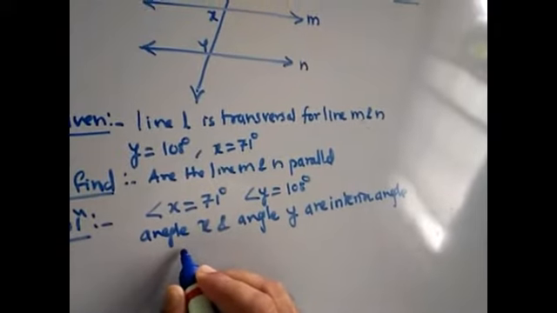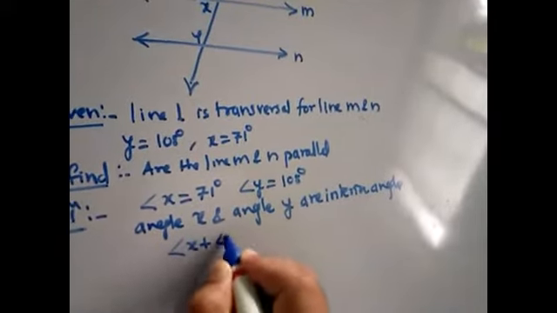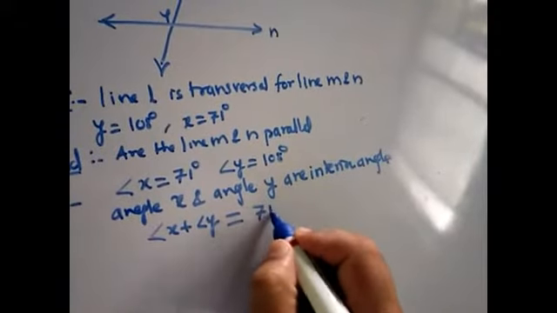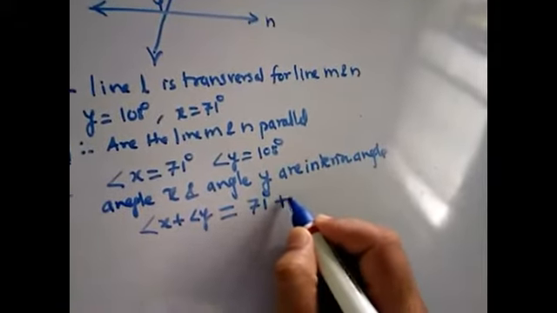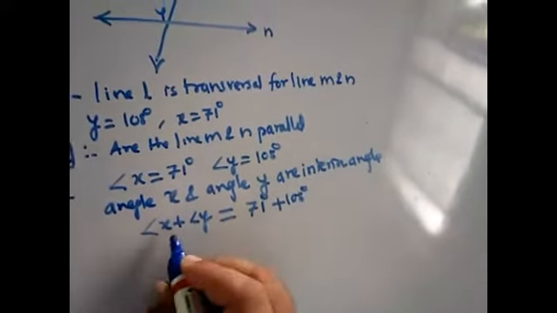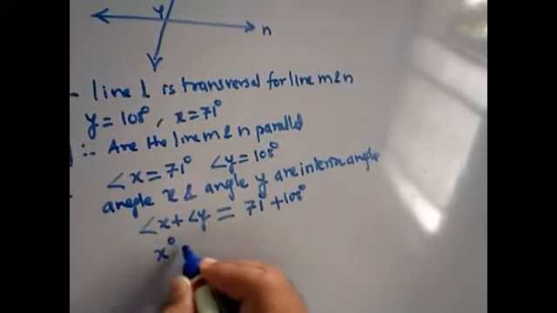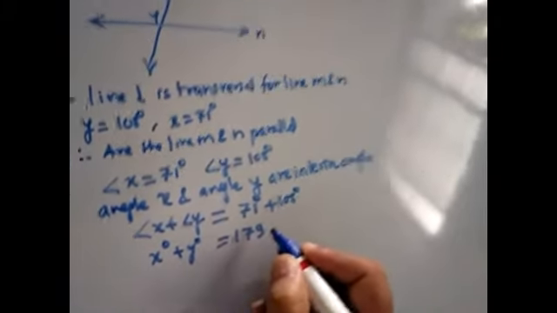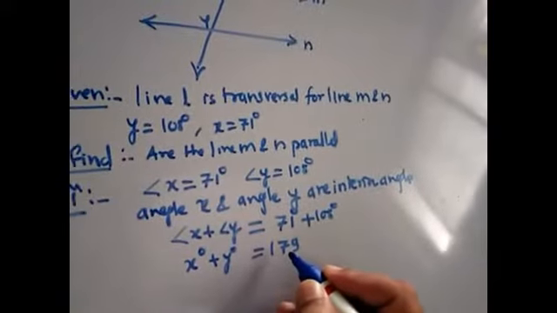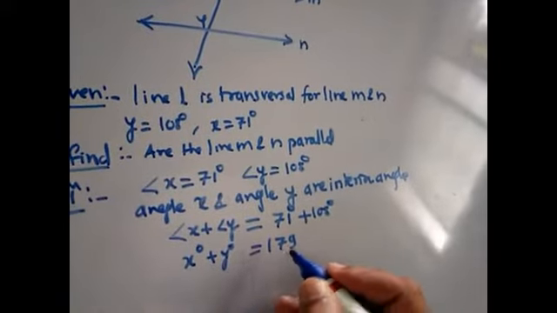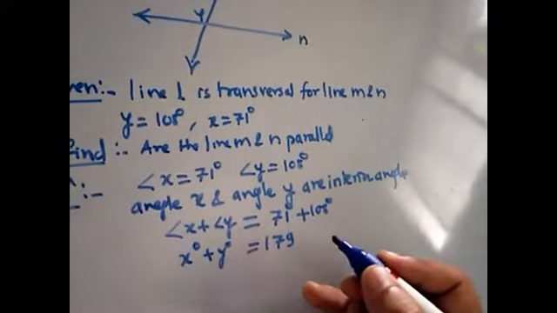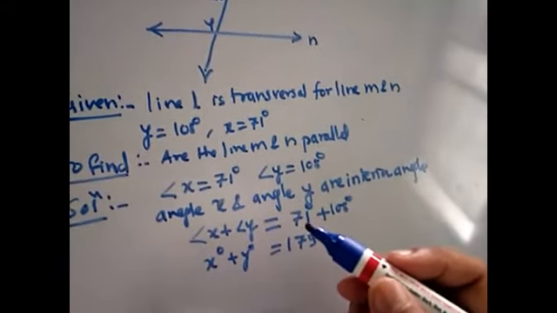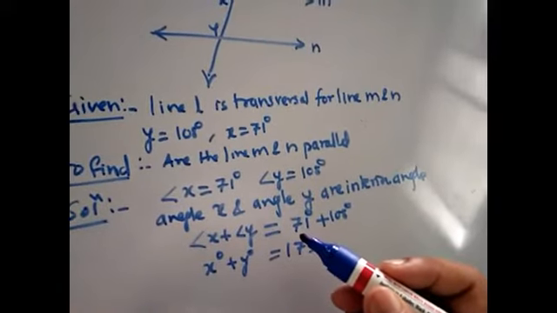So to check that, angle x plus angle y is equal to what? The values 71 degree plus 108 degree means that x degree plus y degree is equal to 179. Means here we can say that the sum of x plus y is not equal to 180, so that the line L transversal and N are not parallel.